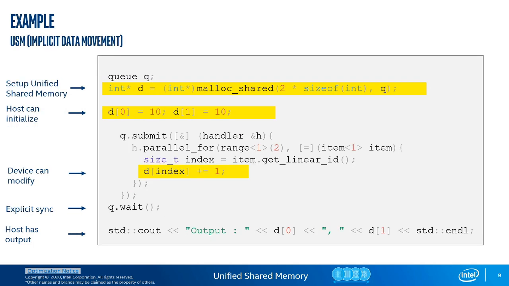Here is the corresponding USM code flow with implicit data movement. We start with memory allocation and then use the returned pointer inside the kernel with no need for accessors. We need to explicitly synchronize before accessing the data.